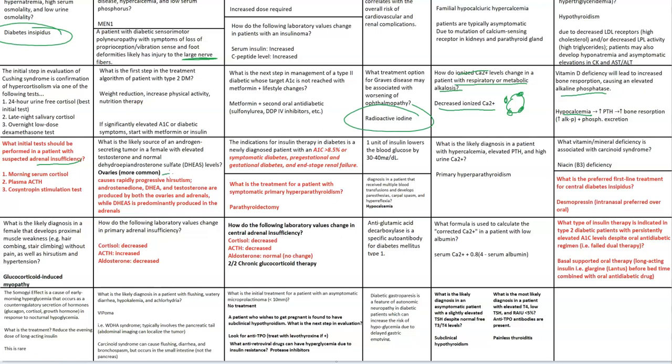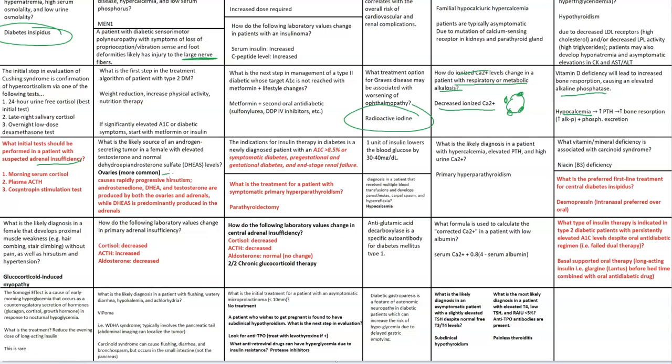This is rare. What is the diagnosis in a patient who presents with flushing, watery diarrhea, hypokalemia, and achlorhydria? That's a VIPoma. So it typically involves the pancreatic tail. Abdominal imaging can localize the tumor. Remember that carcinoid can cause flushing, diarrhea, and bronchospasm, but it occurs in the small intestine, not the pancreas.